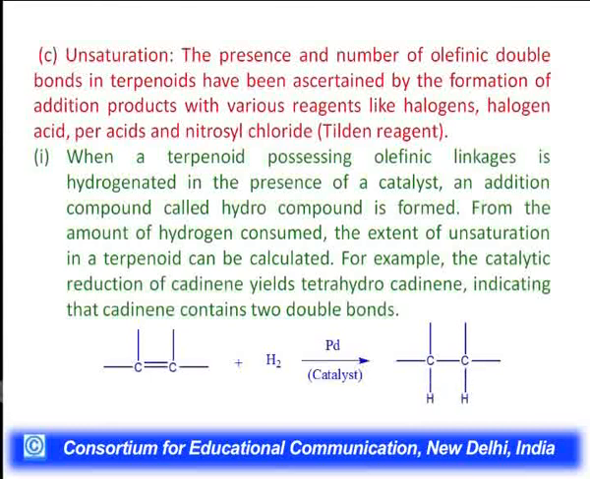From the number of hydrogens consumed, the extent of unsaturation in a terpenoid can be calculated. For example, the catalytic reduction of cadinene yields a tetrahydrocadinene, indicating that cadinene contains 2 double bonds. If it contained 1 double bond, then it would have consumed only 1 H2, so it would have given dihydrocadinene. Now, since it yields the tetrahydro derivative, we can say that there are 2 double bonds in the cadinene terpenoid.